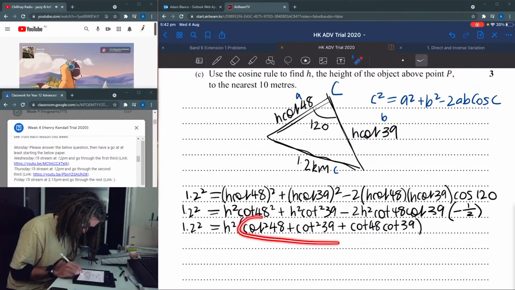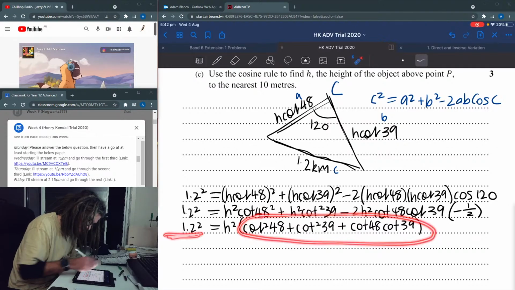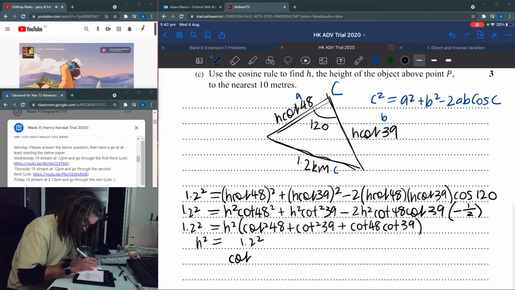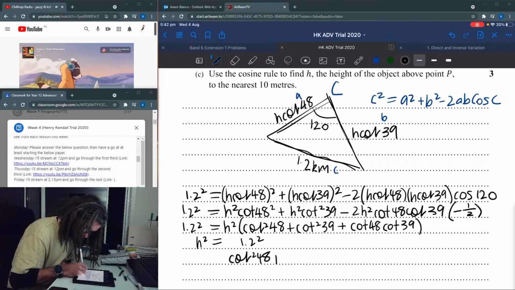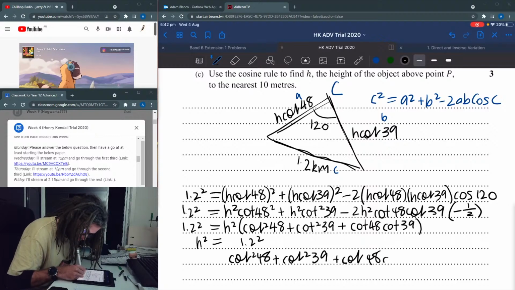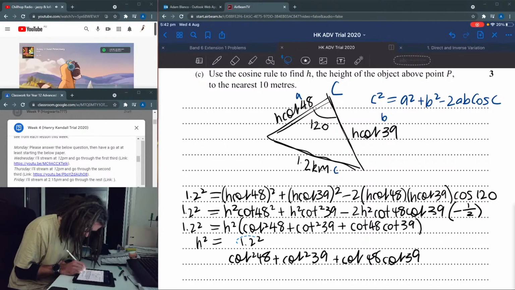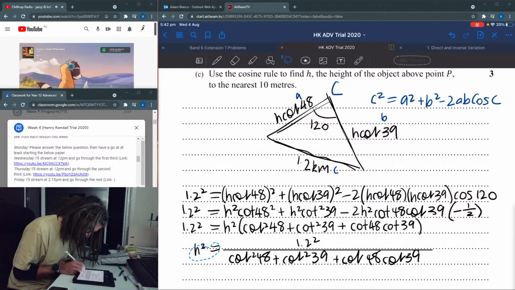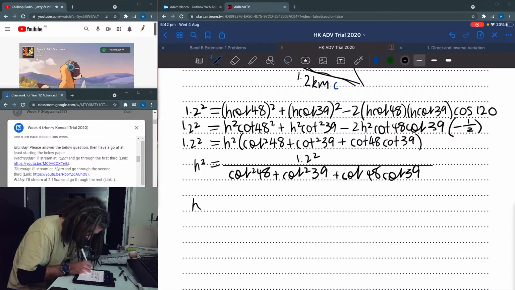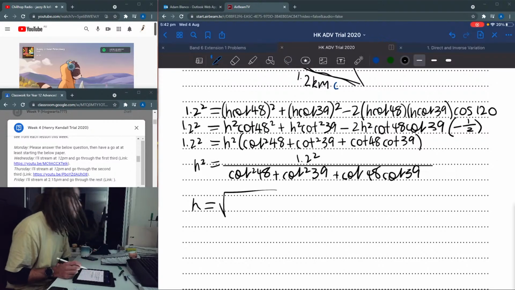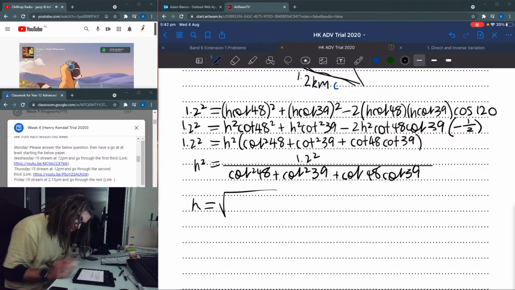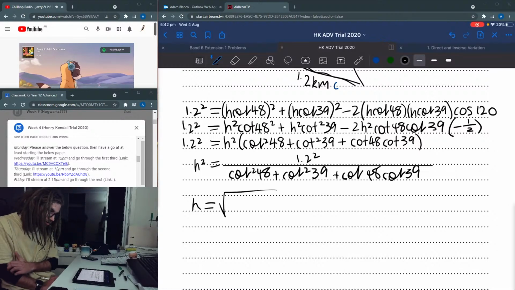What can I do here? I'm going to divide it by all of this. So h squared is 1.2 squared over all of that. So h squared equals that, which means h equals the square root of whatever that is. So I guess you could type that into the calculator. Typing that into the calculator is going to be so annoying because it's cot.